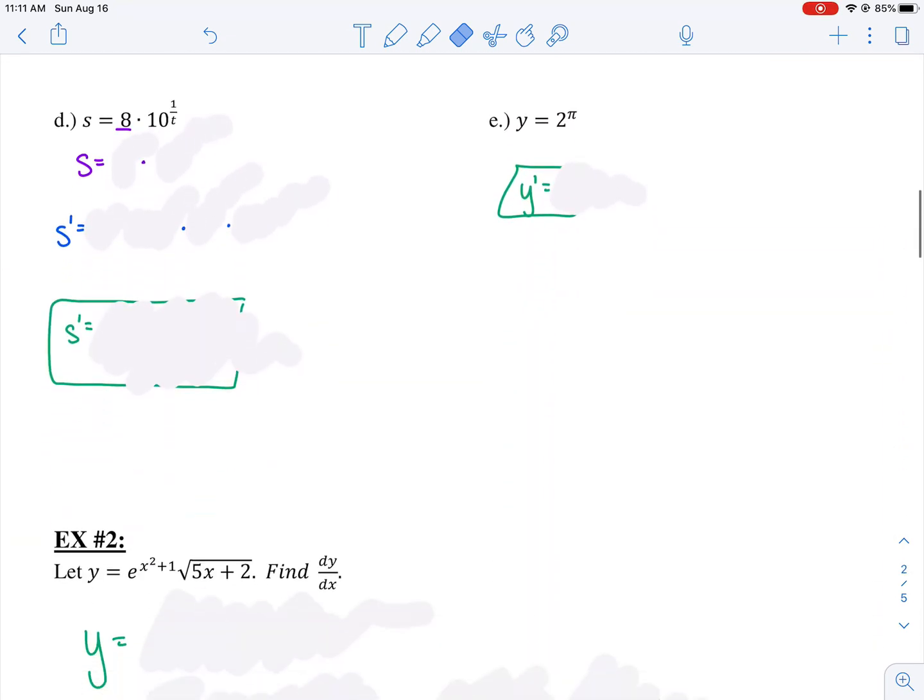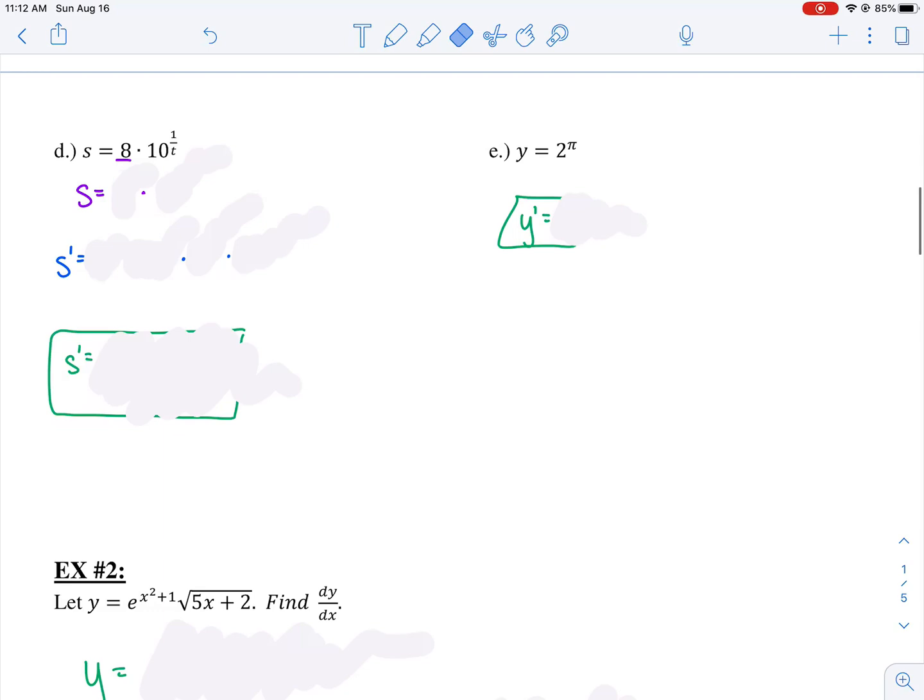All right, let's look at a few more here. Let's look at D and E. D says we have s equals 8 times 10 to the 1 over t power. You might have noticed, now be careful, we can't multiply the 8 and the 10 and just call that 80, right? Because order of operations says we have to do exponents first. But I did notice that the 8 was just a number, a coefficient, a constant in front that I should be able to just leave out in front and then multiply back through in the end.